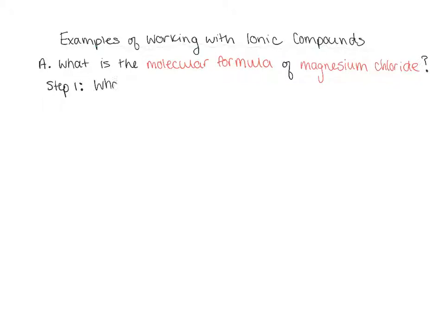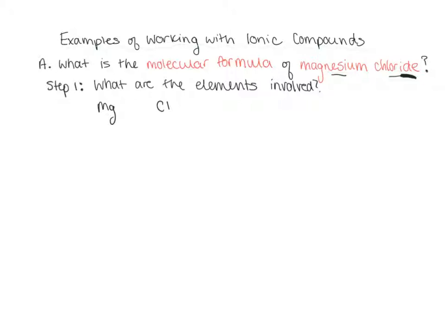So what are the elements involved? We have magnesium chloride as the name, and that tells us that magnesium, it's the exact same name as the element itself, is the first one, and chlorine is going to be the second one. We know that when we're naming ionic compounds, we add that IDE ending here. So we know that we're working with chlorine.